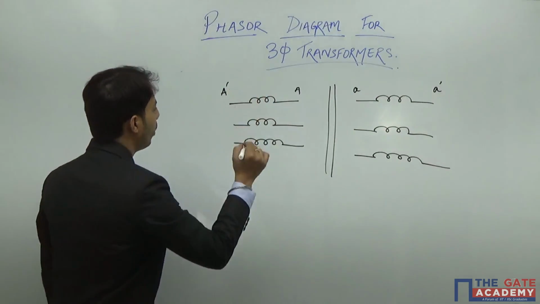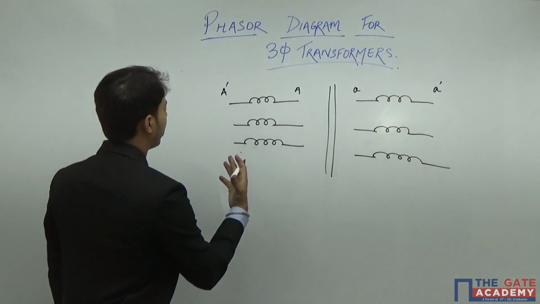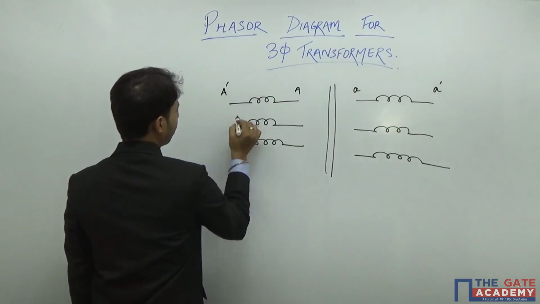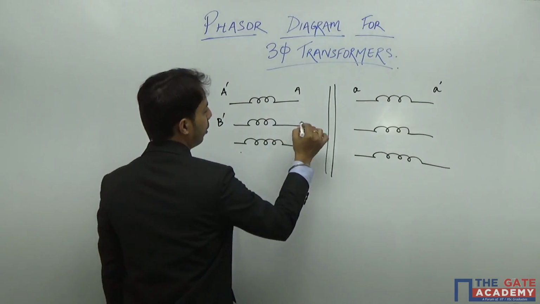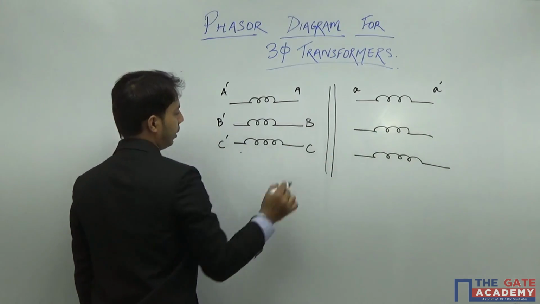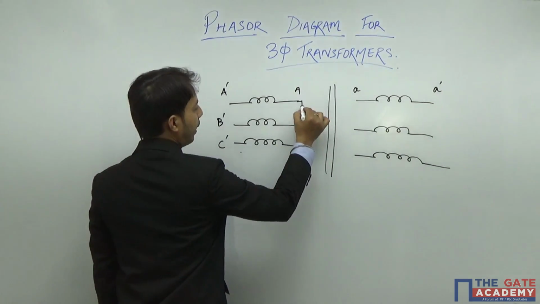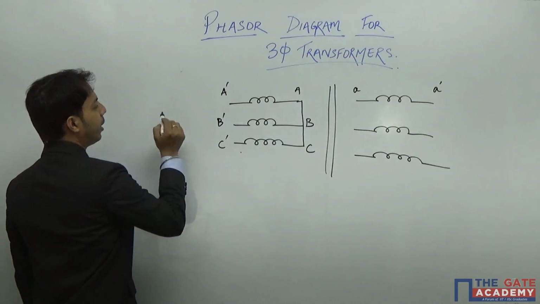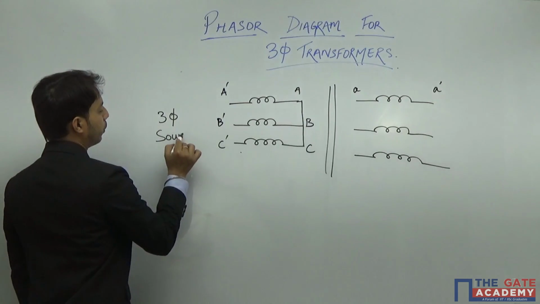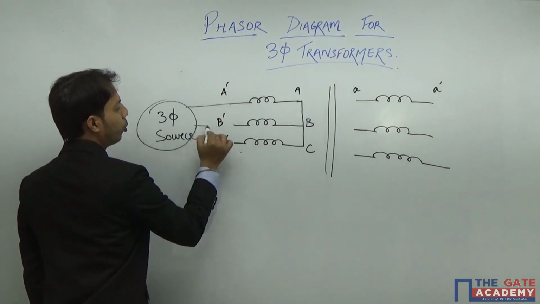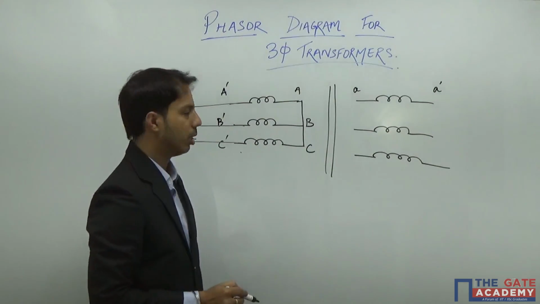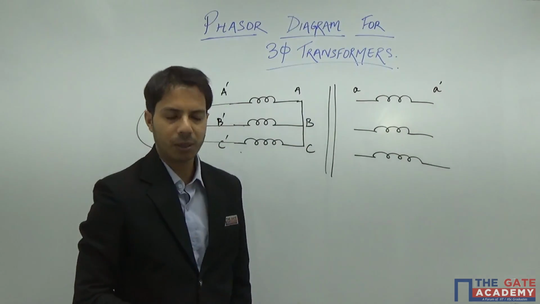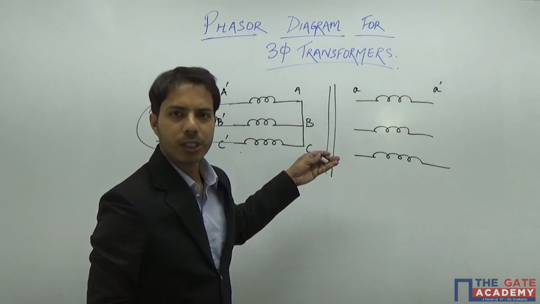For example, let us say we have a star connection in the primary and a delta connection in the secondary. Star connection in the primary means, see, this is B dash, this is B, this is C dash, this is C. So let us say the primary is star connected. That means I have connected this particular end, and I have connected a three-phase source to these three ends. Since I have connected a three-phase source here, three-phase EMFs will be induced in the primary.